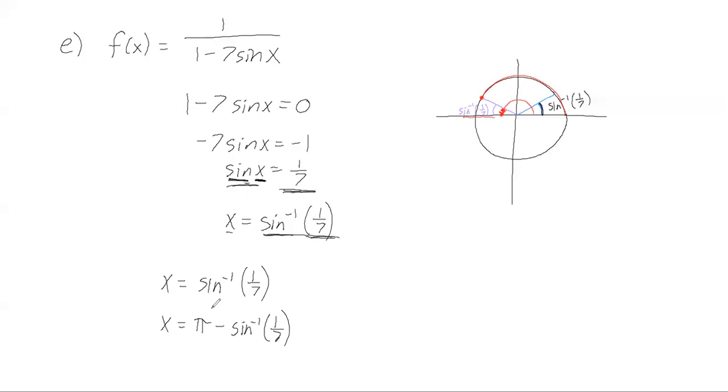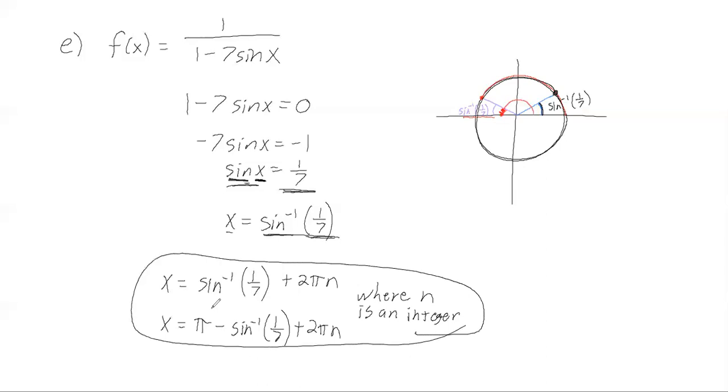But remember, every time I go around 2 pi more, I get to another discontinuity. So each one of these I need to add plus 2 pi n, plus 2 pi n, and make sure you put where n is an integer. There's my discontinuities.